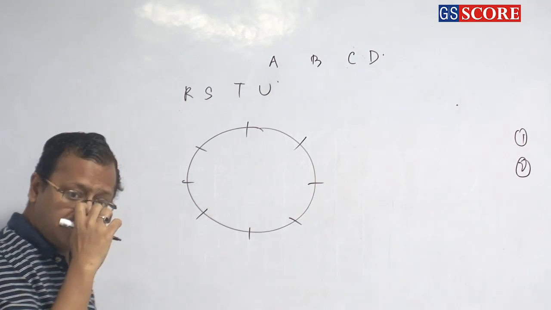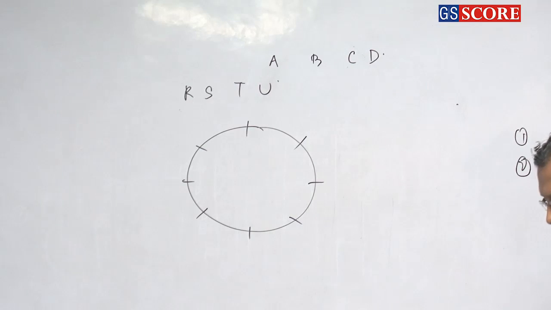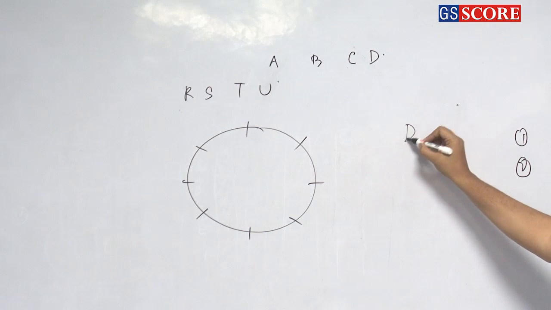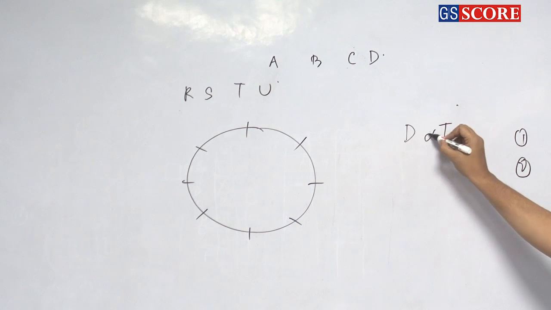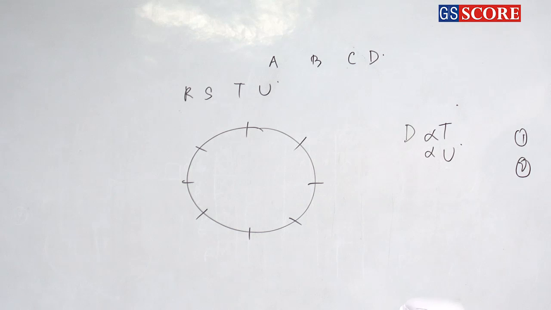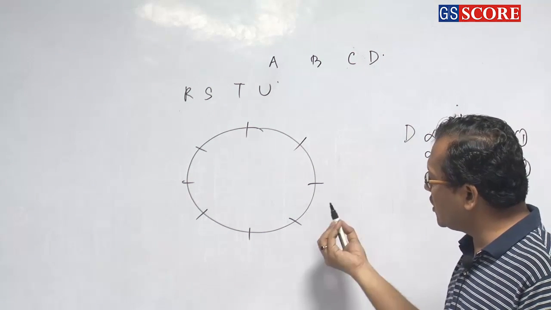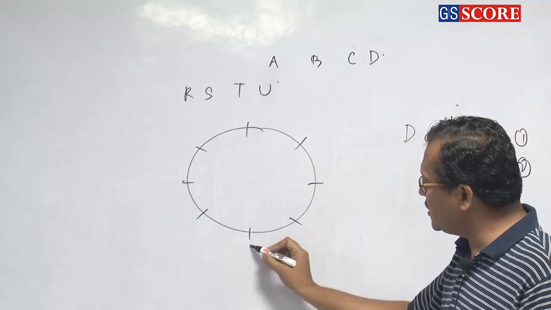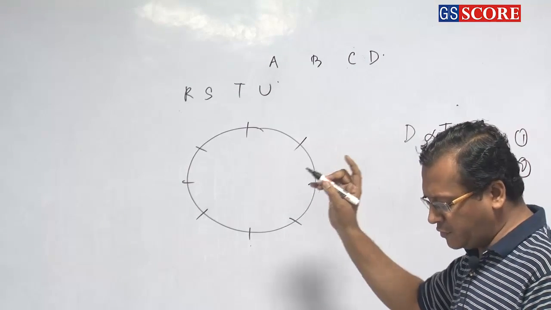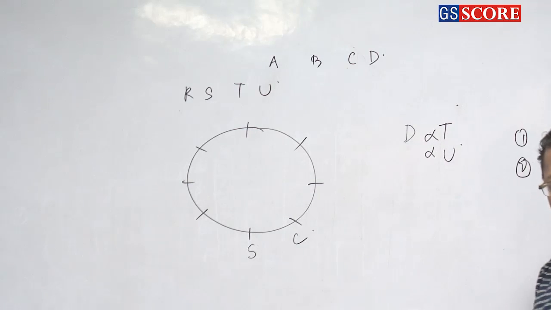These are the 8 positions. Okay. D was not married to T. D was not married to U. C was to the right of S. So you can put anybody here. C was to the right of S. Clear or not? Put anybody here.